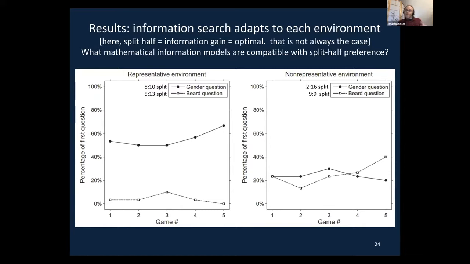From the representative environment, but it wasn't enough that the beard question, which is theoretically better here, was distinctly more probable, or distinctly more frequently asked, I should say, than in the representative environment. So there was some influence, we think, of the environmental statistics. Maybe showing kids the set of faces didn't fully override their experience in life. We don't know. We're continuing to explore that. But we saw that there was some sensitivity to the environmental statistics here.